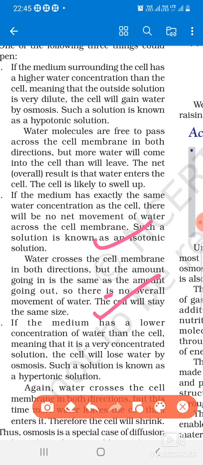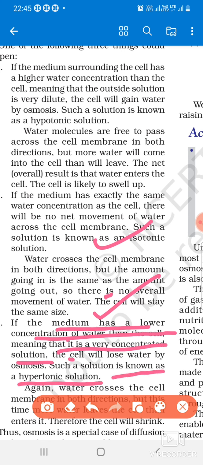Okay, and the third case is if the medium has a lower concentration of water than the cell, meaning that the solution is concentrated, that some solute is dissolved in the water. This type of solution is called the hypertonic solution. It means that inside the cell water is more and outside it is less, then the movement will take place from inside to outside. Therefore the cell will shrink. So the cell will shrink, right?